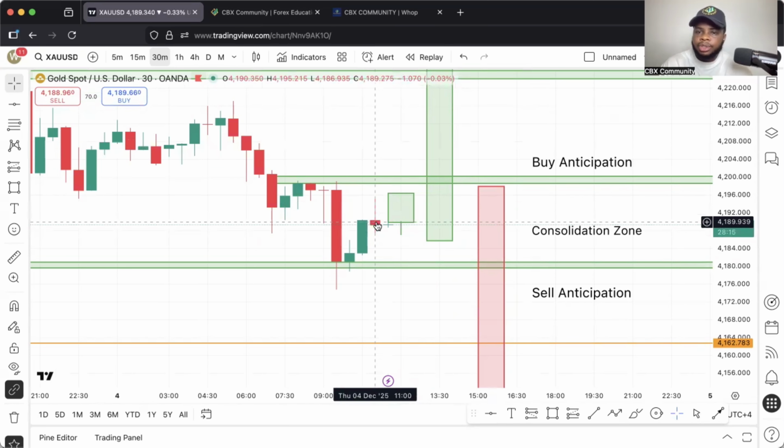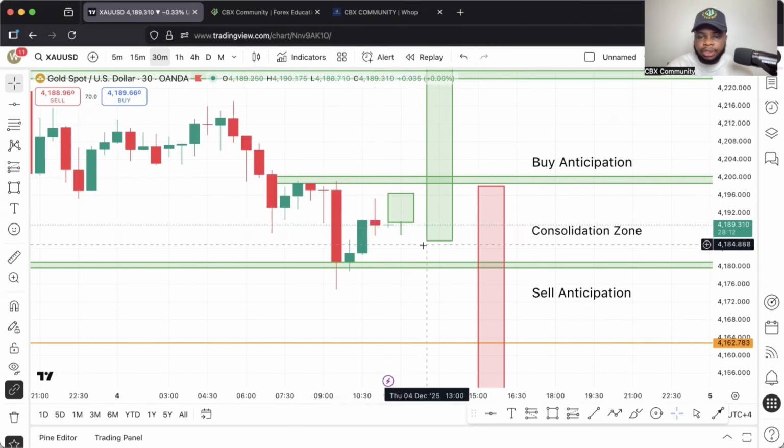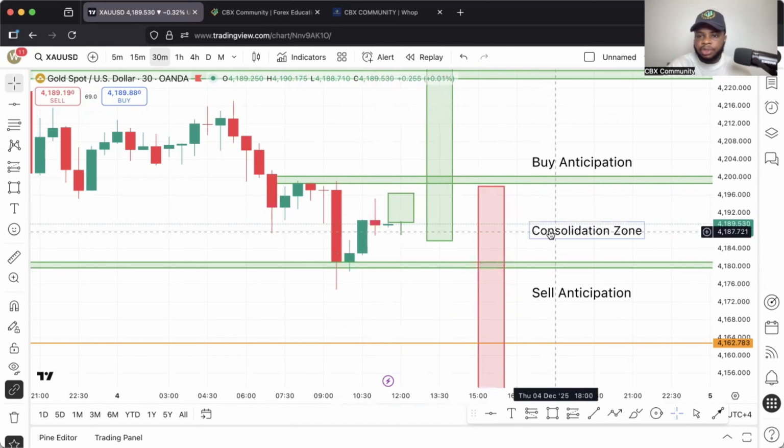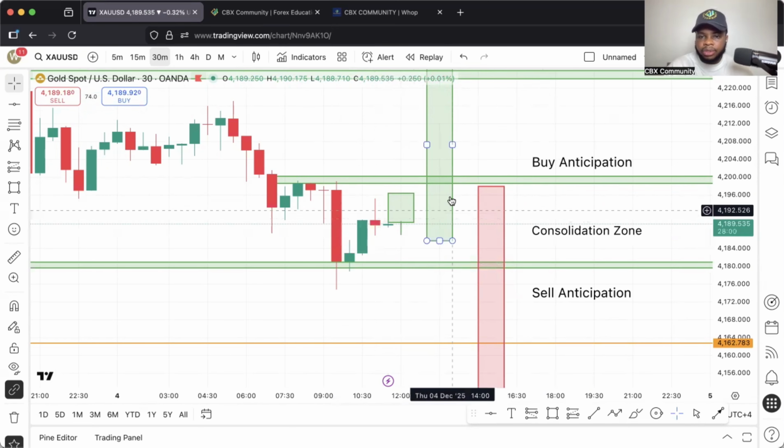So this candle closed with a rejection bearish candle. This recent candle is yet to break the low of this bearish candle, and it's yet to break the high of this bearish candle. So the best thing is just for us to wait. Since this zone is still our consolidation zone, nothing serious is happening at this moment.